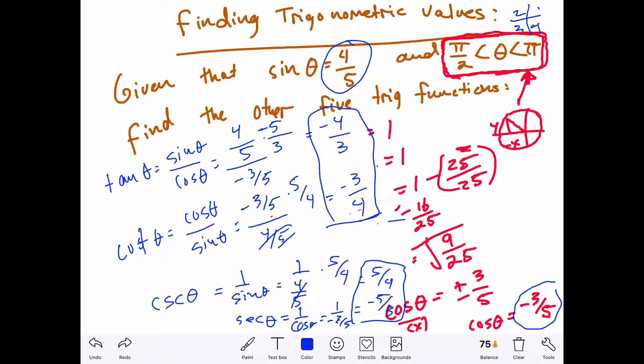Okay, so this should help you begin the section on the problems there for finding trigonometric values. Okay, thank you.